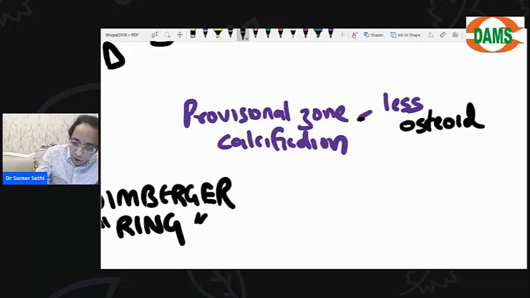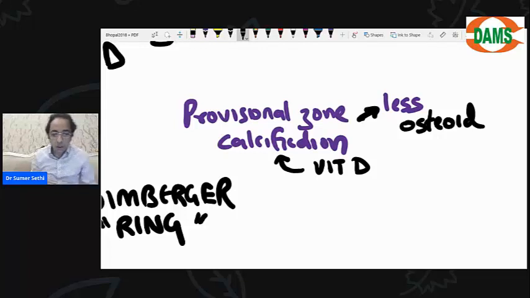Everybody follows? Now, anybody of you can answer. Osteoid is less, but vitamin D is there. So vitamin D acts on the provisional zone of calcification and causes mineralization.